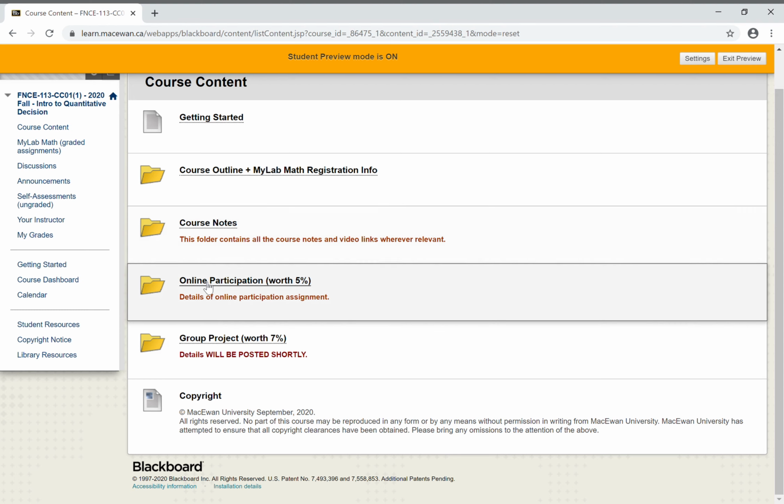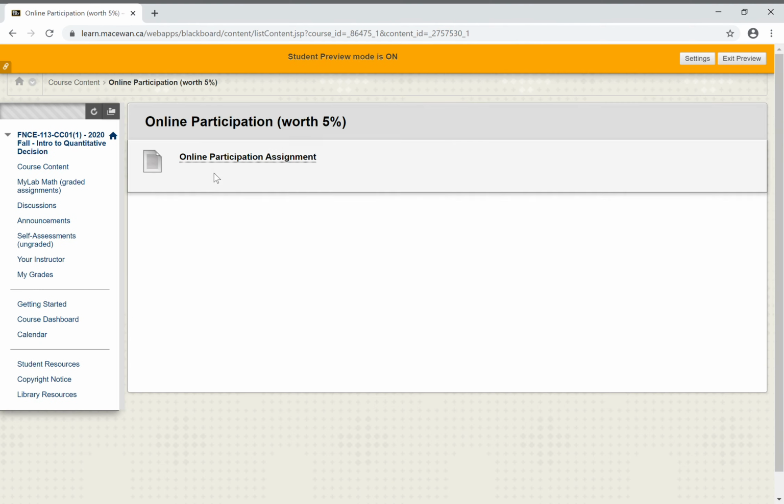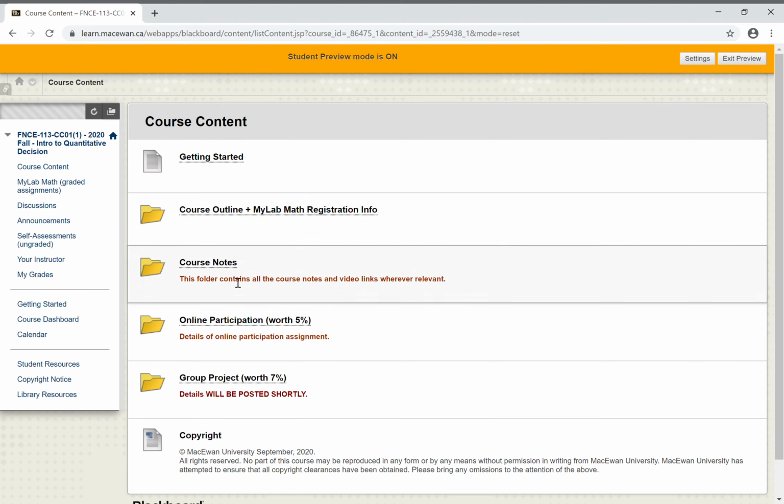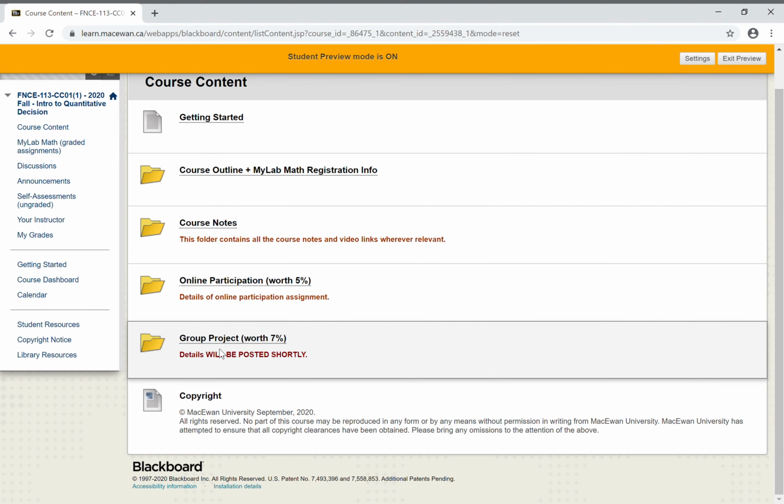Here are different folders. Here is a folder for online participation, which is worth 5%. If you click on that, you see this file and it gives you details about your online participation assignment. Let's go back. Now the group project folder, I will be updating that shortly, and I will post details on how to do the group project, which will be worth 7%.